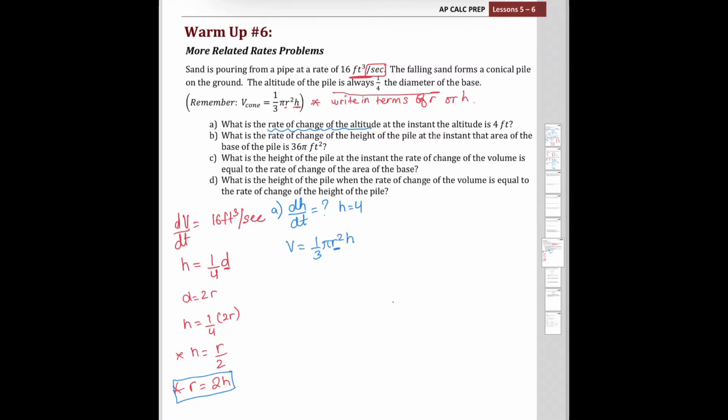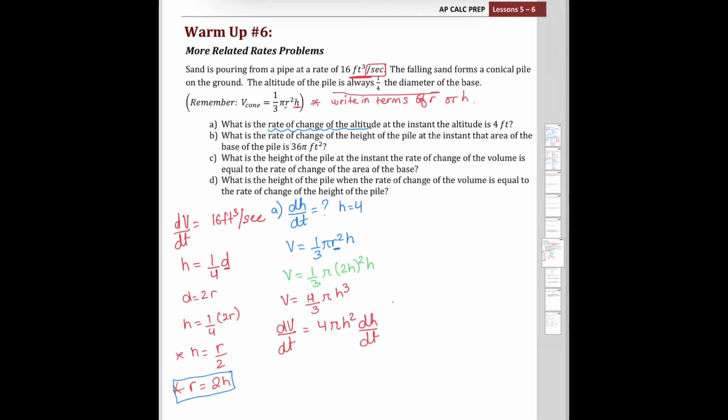I'm going to substitute r with 2h. V equals 1/3 pi. My radius is what? 2h squared, times h. So now my equation is in terms of h, right? So that would give me, actually, 4/3 pi h cubed. Right, we're good with that. Now let's take the derivative. So it would be what? dV/dt equals 4 pi h squared dH/dt, right?